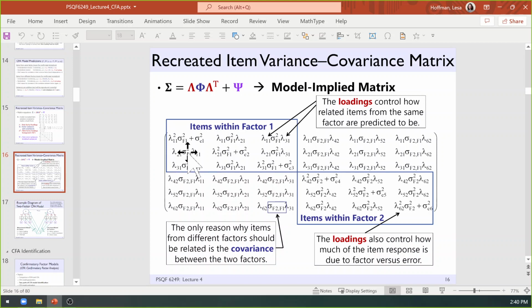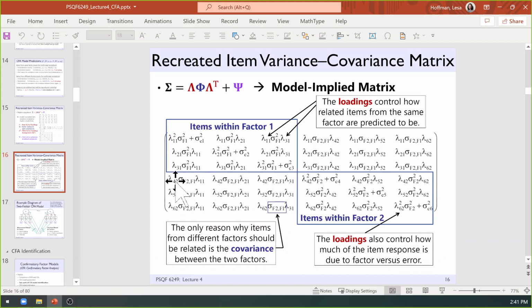Now the off diagonals. There are 2 different patterns here, and it depends on whether the items that you're looking at for their pair are from the same factor or not. So within factor 1, for instance, let's go right here. Row 2, column 1, that is the model predicted covariance between Y1 and Y2. Y1 and Y2 both measure the same factor, so they should be related. Otherwise, game over. So it's the loading of Y2 times the variance of the factor times the loading of Y1.